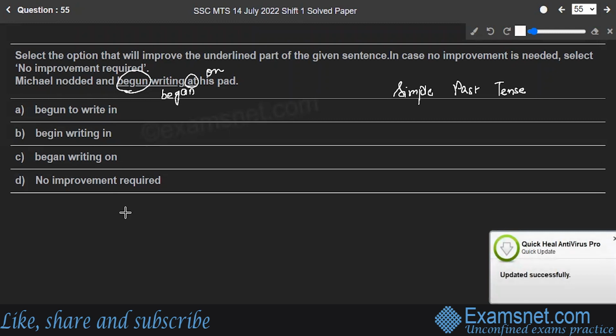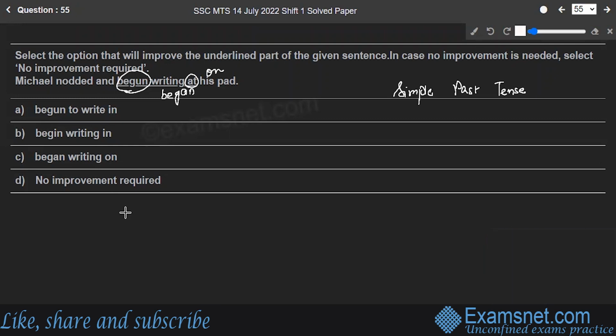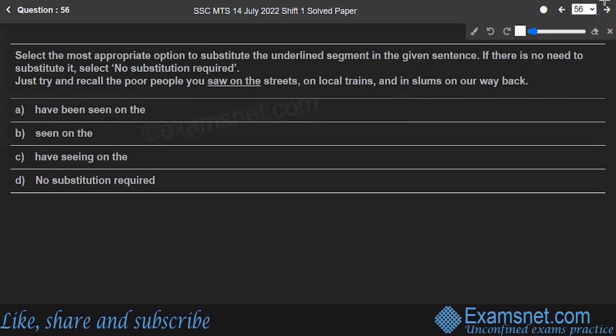So in this given sentence, writing on pad means touching a surface or an object. So the correct sentence will be: Michael nodded and began writing on his pad. Option C is the correct answer to the question. Hope you are clear. Next is question number 56.